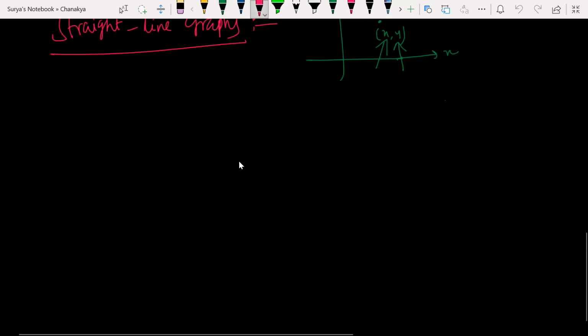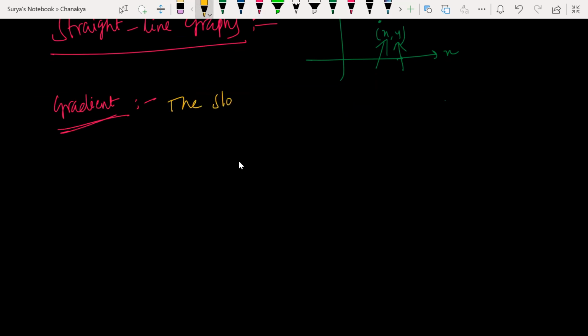Gradient is nothing but what? Slope. The slope of a line is what is called the gradient over here. Hope it is clear. So basically, for finding slopes, let's say that this is my straight line.